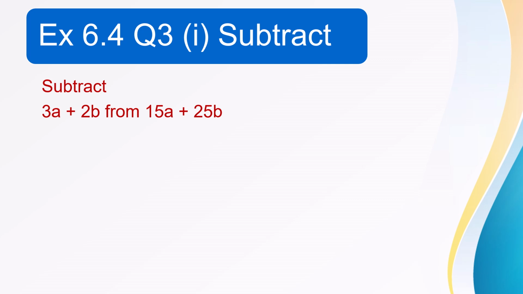Now exercise 6.4 question number 3, subtract. Now here we will subtract the expressions. Here we have the question, subtract 3a plus 2b from 15a plus 25b. It means that 15a plus 25b is the greater expression and we have to subtract 3a plus 2b from this.